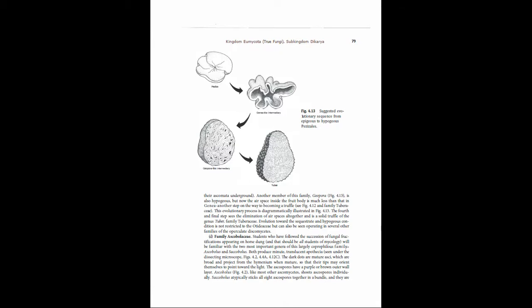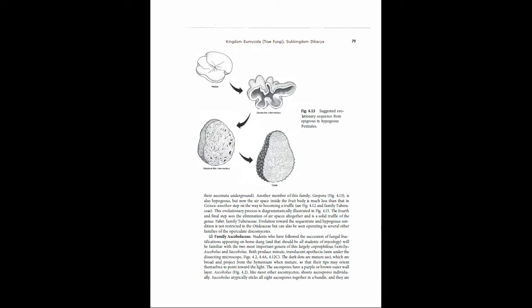operculate ascomycetes. D. Family Ascobolaceae. Students who have followed the succession of fungal fructifications appearing on horse dung, and that should be all students of mycology, will be familiar with the two most important genera of this largely coprophilous family, Ascobolus and Saccobolus. Both produce minute, translucent apothecia, seen under the dissecting microscope, Figs 4.2, 4.4a, 4.12c. The dark dots are mature asci, which are broad and project from the hymenium when mature, so that their tips may orient themselves to point toward the light. The ascospores have a purple or brown outer wall layer.